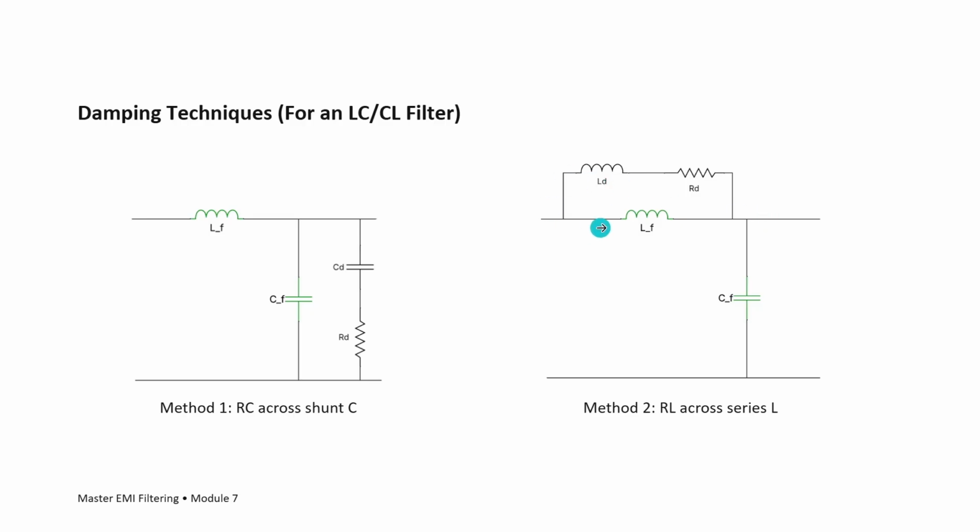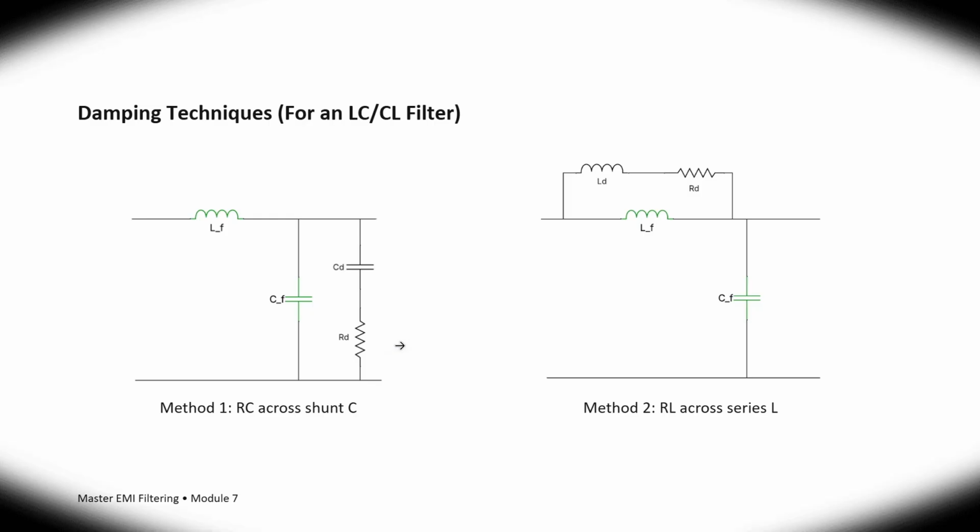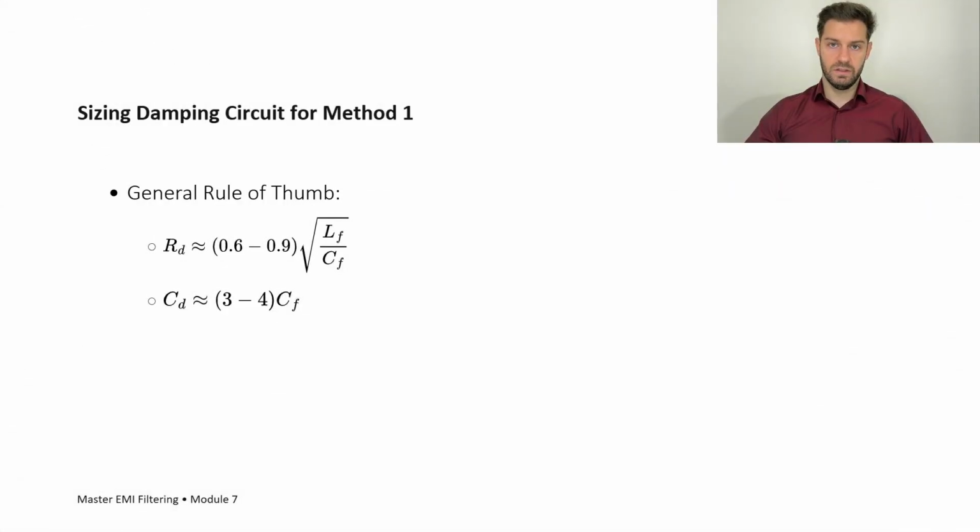So that's that. As for method 2, the major advantage of this is that LD can actually be much smaller than LF. So that's a good thing. However, the largest drawback of this approach is that the damping leg hurts the high frequency filtering performance. So each method has an advantage and a disadvantage. For this course, since I think this is the most popular method, we're going to go with this one for designing damping circuits.